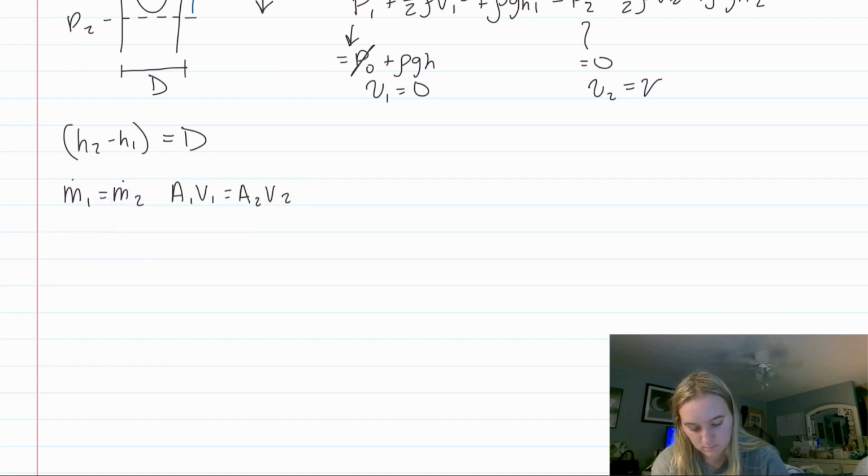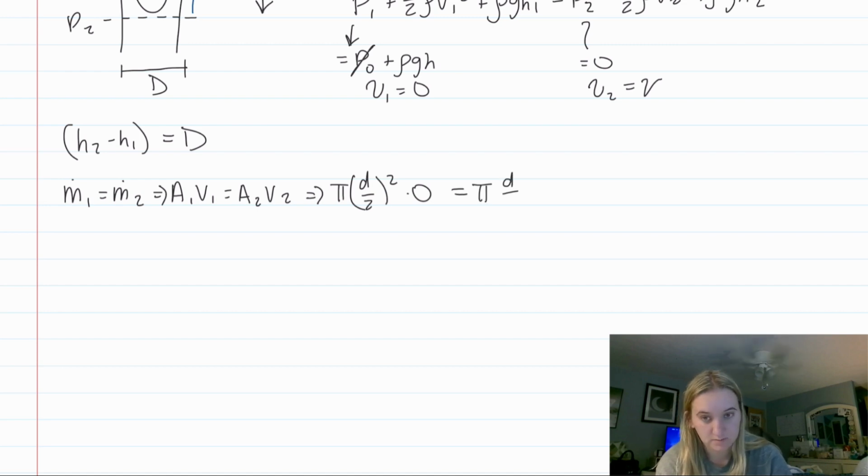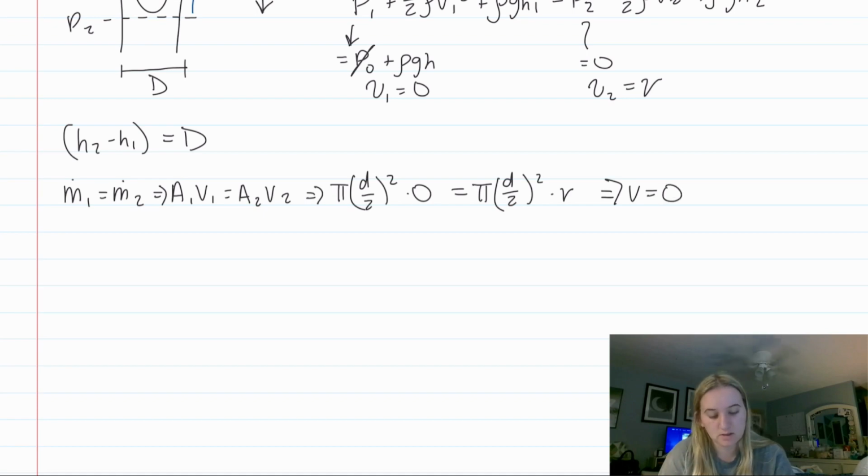Hang on, move this up here because that equals that, and then it can be pi d2 squared times 0, because there's no velocity, is equivalent to pi d over 2 squared times v. So then this, you would just get that v is equivalent to 0.